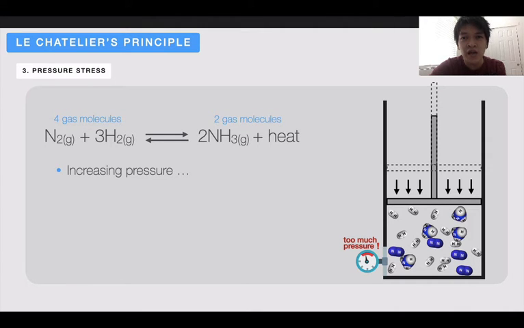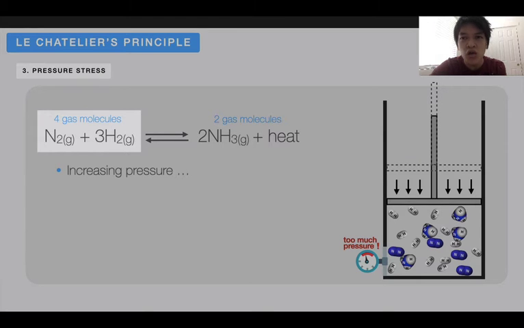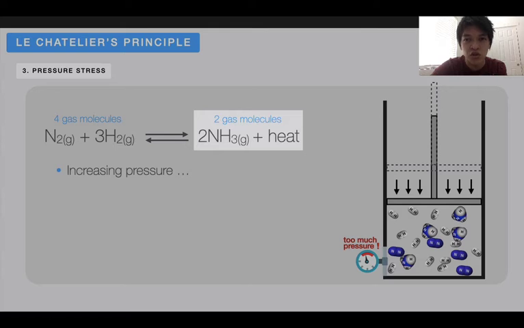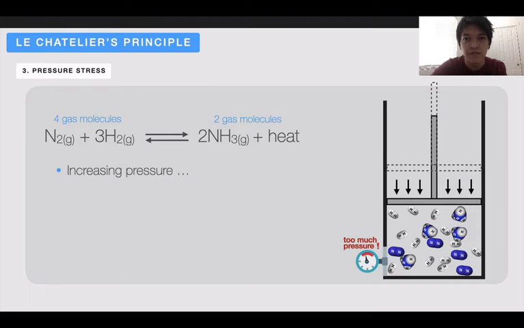On the reactant side, if you count all of the gas molecules, there's a total of 4 gas molecules. On the product side, if you count all of the gas molecules, there's only 2 gas molecules. Would having a container full of reactants have more pressure, or would having a container full of products have more gas pressure for this particular example? I want you to think about this. Pause the video if you need to.